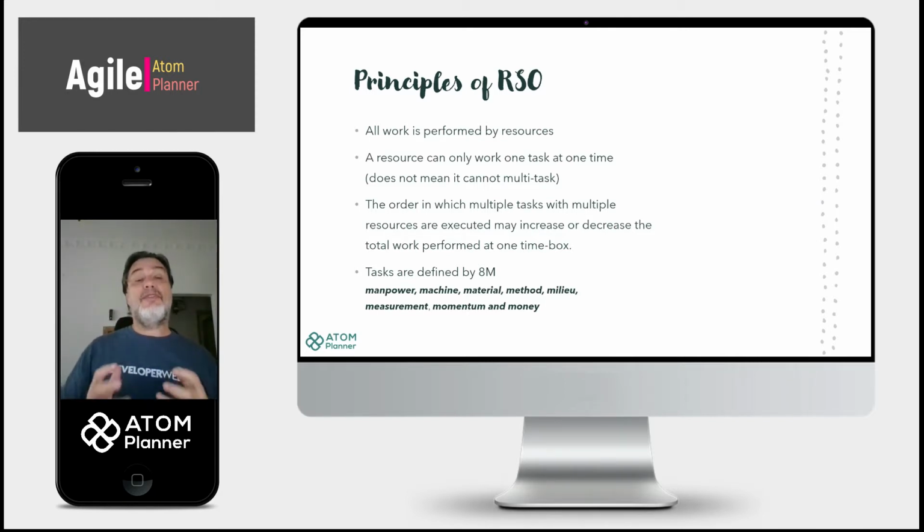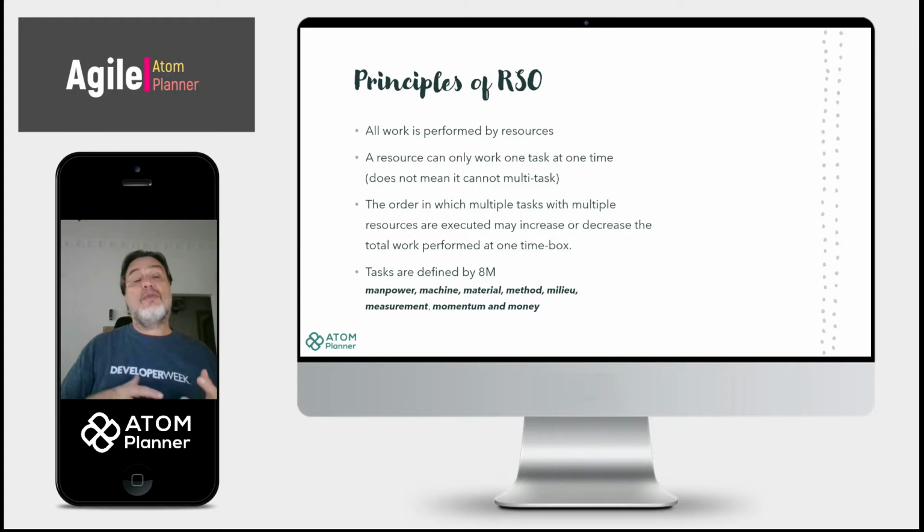And because of this, the order in which multiple tasks with multiple resources are executed may increase or decrease the total work performed in a time box. That is the main point in which resource scheduling optimization can help agile teams into fitting the best work at the best time, and therefore making it possible to build more at each time box.